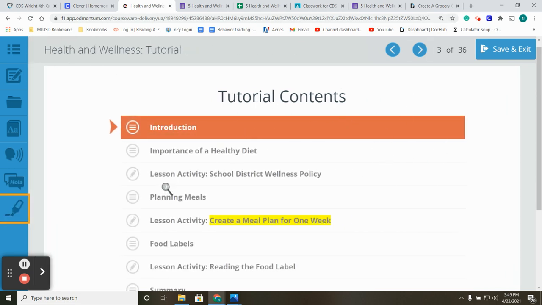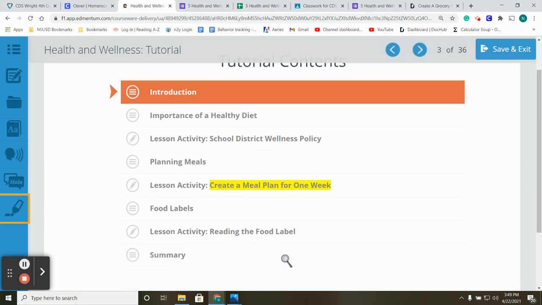Tutorial contents: importance of a healthy diet, lesson activity, planning meals, lesson activity to create a meal plan for 1 week, food labels, lesson activity, reading the food label, and summary. So please note that this says create a meal plan for 1 week. I thought that would be a wonderful suggested CAP or creative arts project.